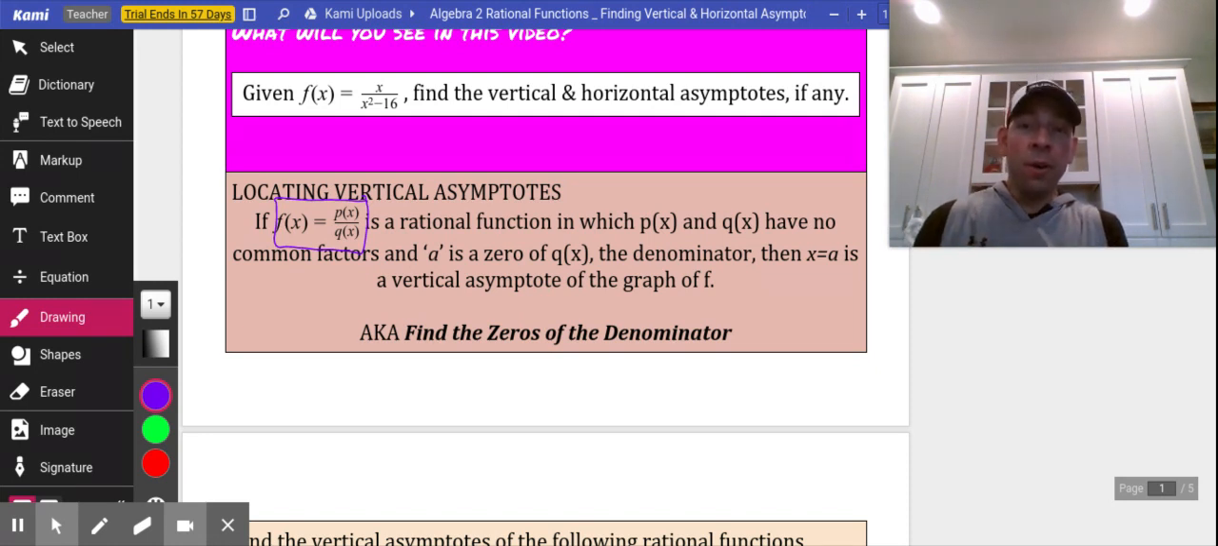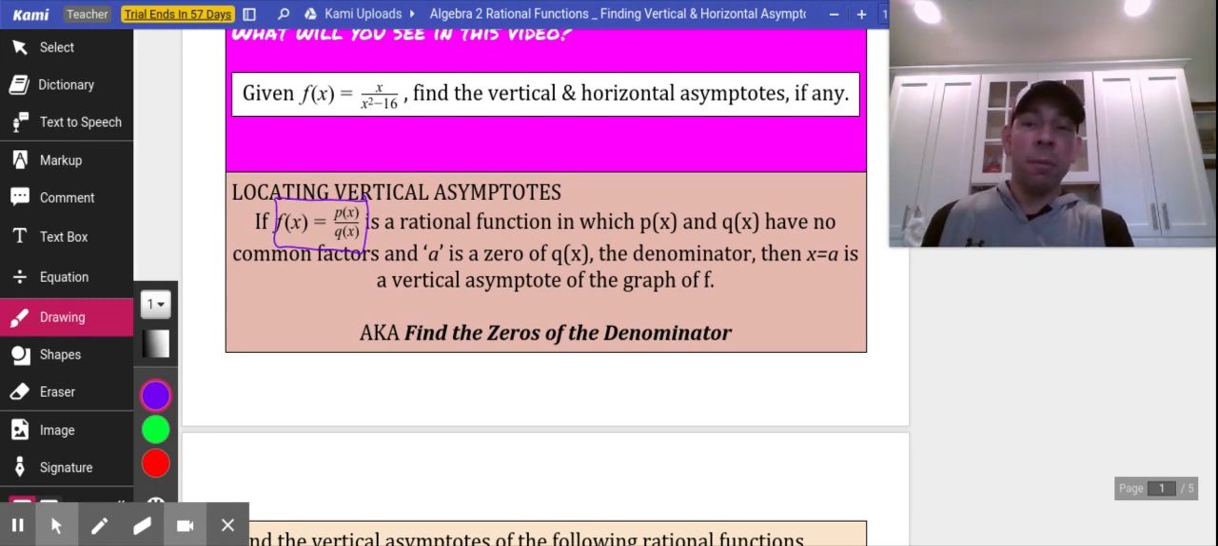Now, believe it or not, that probably sounds like Chinese, and that's okay. In our last video, we were working on finding the domain, right? This is going to piggyback perfectly off of that idea. AKA, we're going to find the zeros of the denominator. If we can find the zeros of the denominator, that's it. That's where our vertical asymptotes are going to sit.